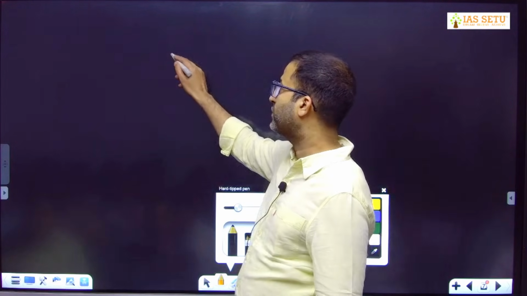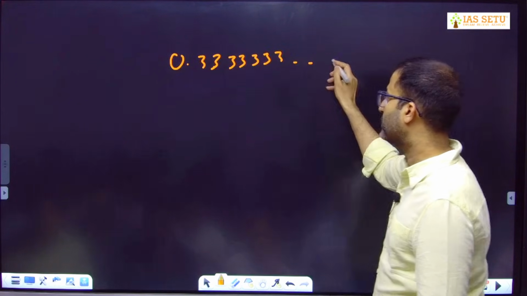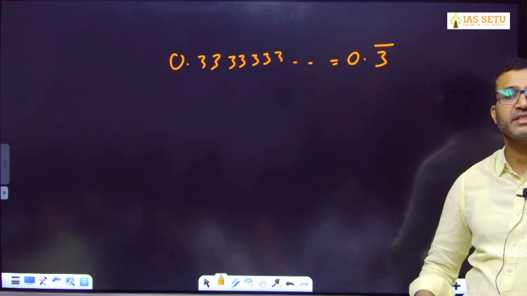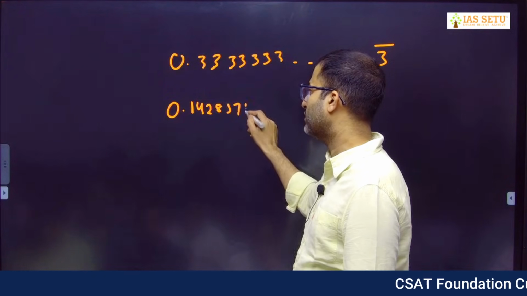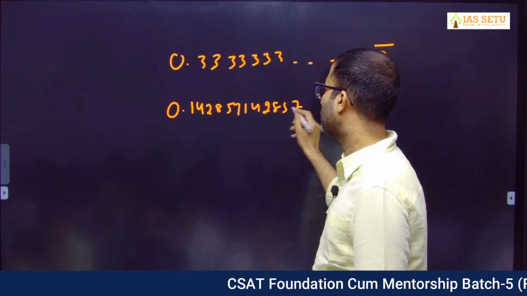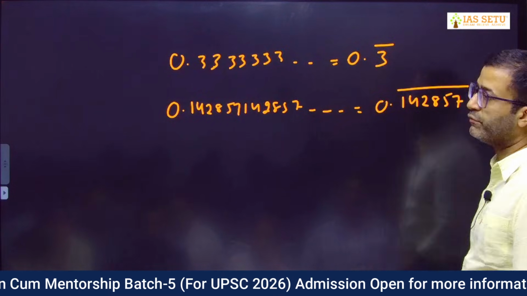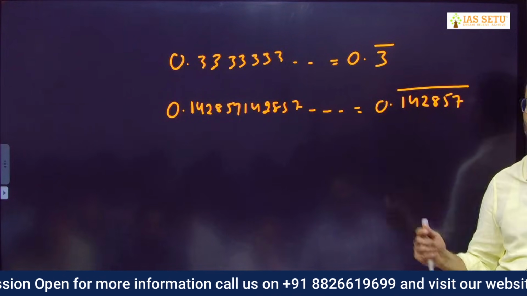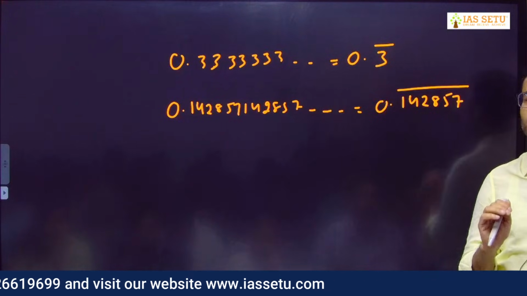And our mathematicians, what have they done? Because it is difficult to write a number like 0.33333, how many 3s will you write? So we can represent it as 0.3 with a bar on 3. It means 3 reoccurs again. Like here 0.142857, 142857. So we write it as 0.142857 with a bar on 142857. If you have a bar on 142857, it means that these 6 digits repeat. The digits over which there is a bar, those digits repeat. These are called recurring decimals.